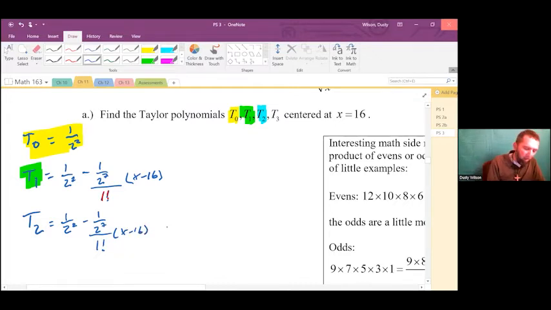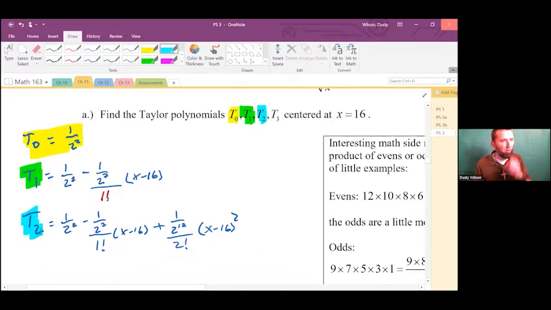And then we're going to go plus 1 over 2 to the 12th power over 2 factorial times x minus 16 squared. Let's clean up that squared. And so you can see that T2 would be the 2nd degree Taylor polynomial. It's not the full series, it's just the quadratic version of what's going on.